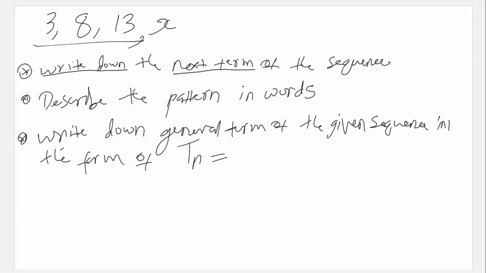What I'm going to do now is, in order for you to do the right thing and not guess, let's try and find the constant difference first. The constant difference, which is d, is equal to T2 minus T1, which is 8 minus 3.